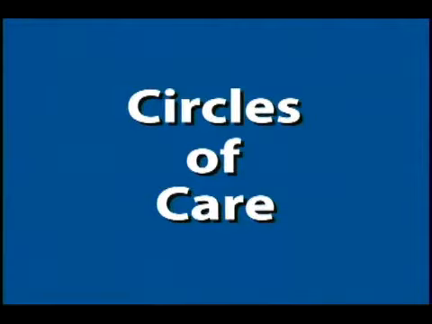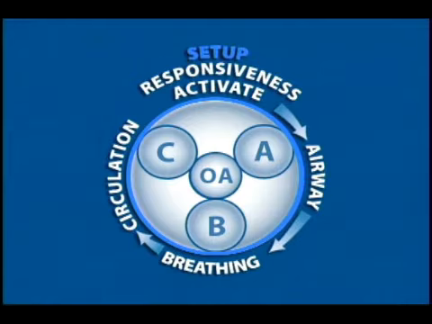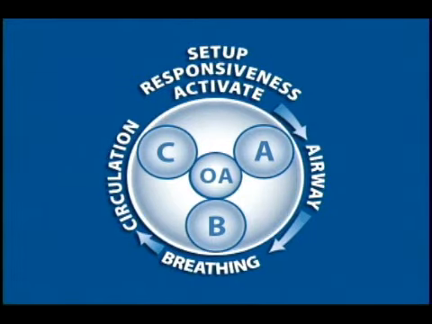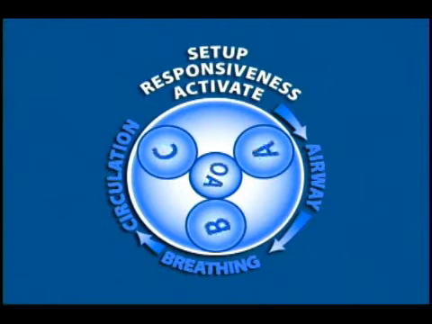The circles of care illustrates the concept of providing basic life-supporting care for the ABCs. The outer circle describes the process of an initial assessment. The inner circles, labeled A, B, and C, show the dependent relationship between airway, breathing, and circulation, and how none can exist without the others. The small circle in the middle, labeled OA, represents the importance of the ongoing assessment.